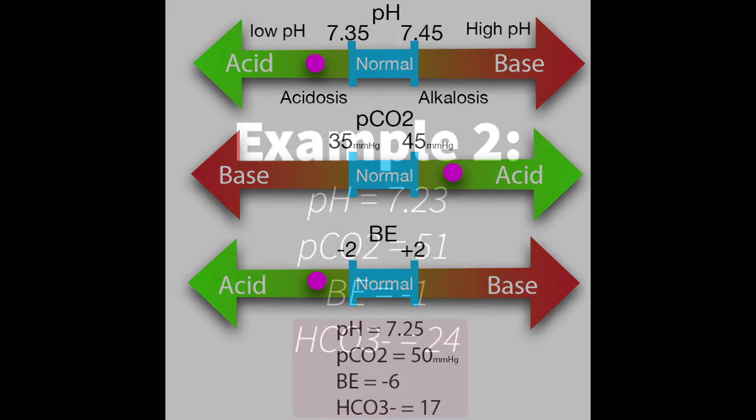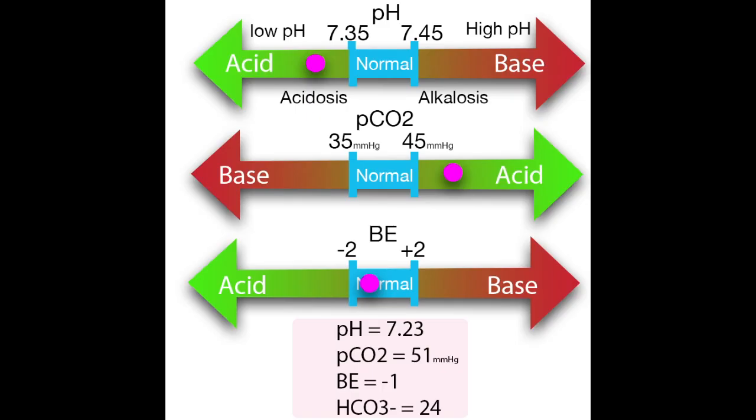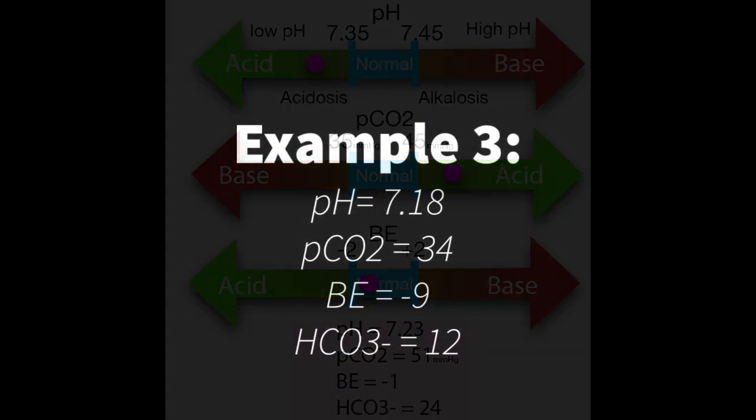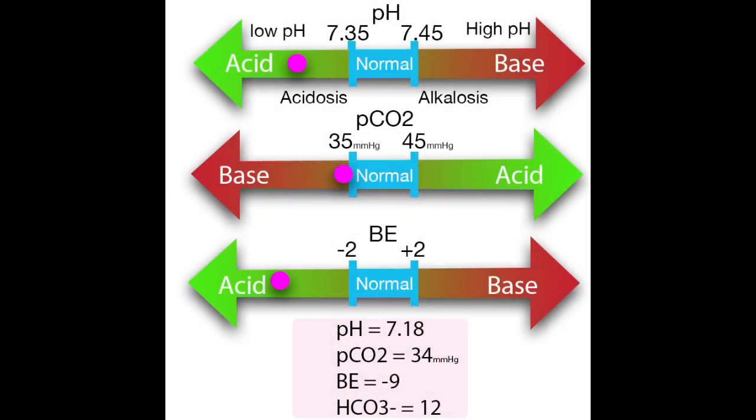A respiratory acidosis means the respiratory system is causing the acidosis. So you have a high CO2, but the bicarb will be normal or possibly raised. A metabolic acidosis means the metabolic system is causing the acidosis. So the bicarb and base excess are low, whilst the PCO2 will be normal or low.